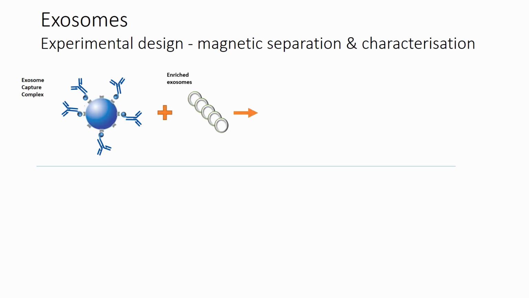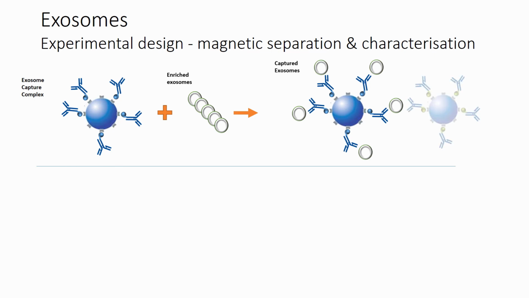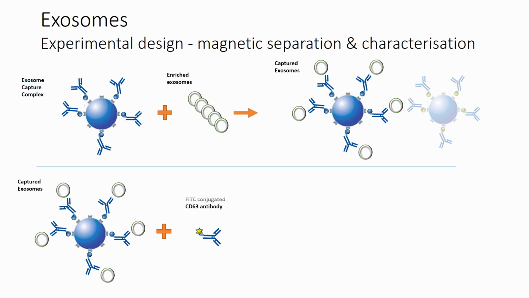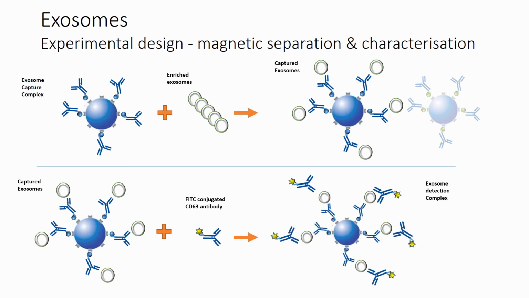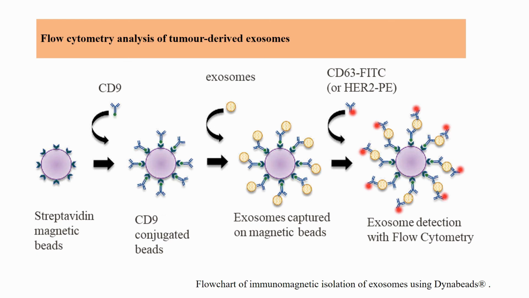Once they are captured, we can also see these captured exosomes in flow cytometry, using, for instance, CD63 conjugated with FITC. This is the exosome detection complex that we see on flow cytometry, and it's easy to put together. You can look at CD63, FITC. You can also use other markers like HER2 if it is a HER2 positive cell.